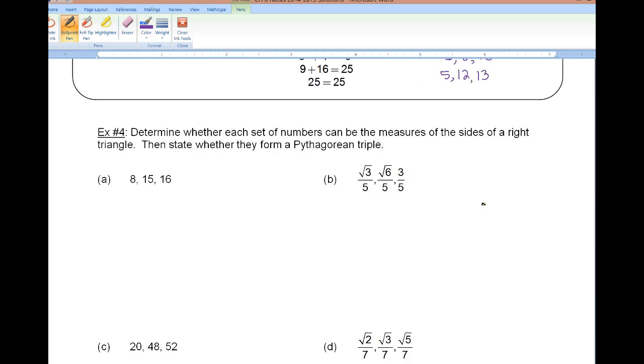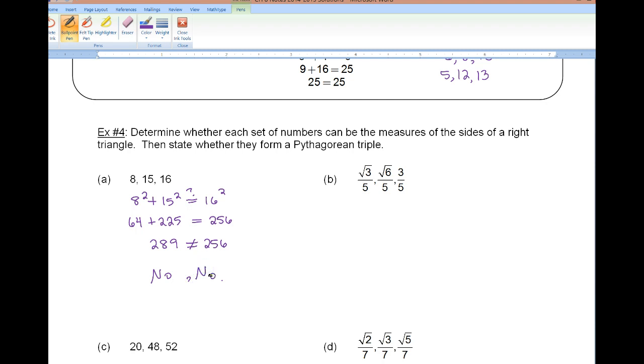Let's check some other ones. How about 8, 15, and 16? Okay, so 8 squared plus 15 squared, does that equal 16 squared? Okay, so Allie, why not? Because 8 squared is 64, and 15 squared is 225. 16 squared is 256. And when you add 64 to 225, it's not. Good. So this is no and no.